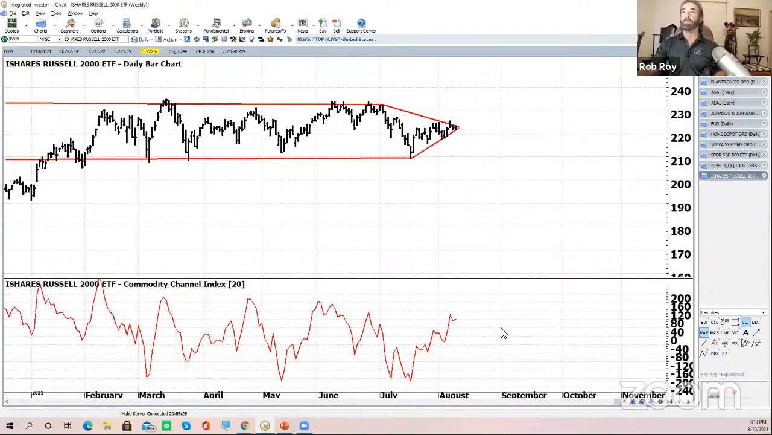CCI is a little bit more responsive, and it's climbing up. Note the higher lows that we've had in the CCI. That really moves on a day-to-day basis, really responsive to the individual daily movements of the market. And it's climbed much higher while the IWM has just gone sideways. Positive divergence? It is positive divergence.